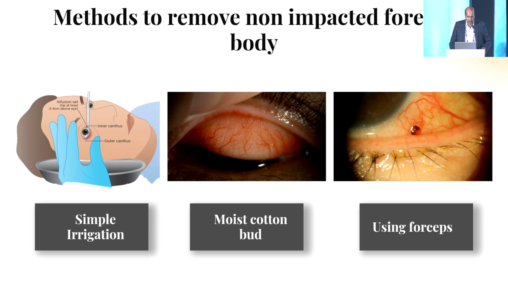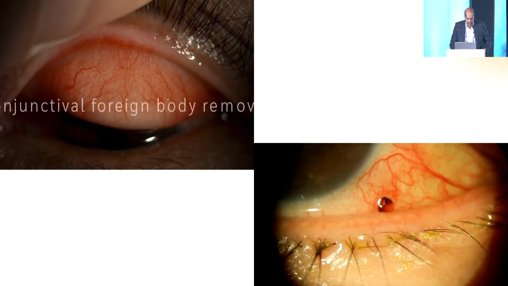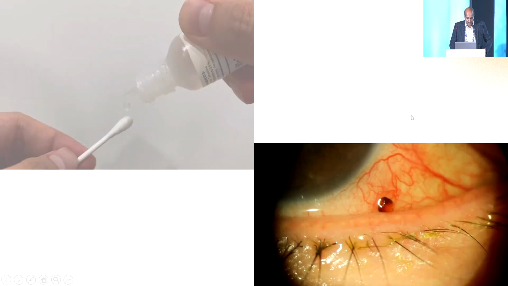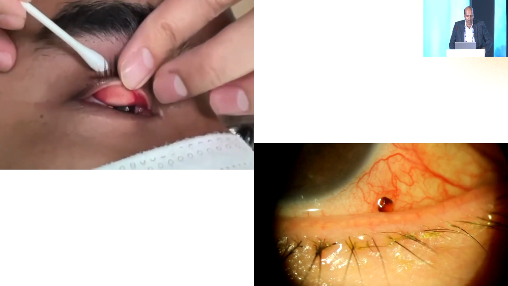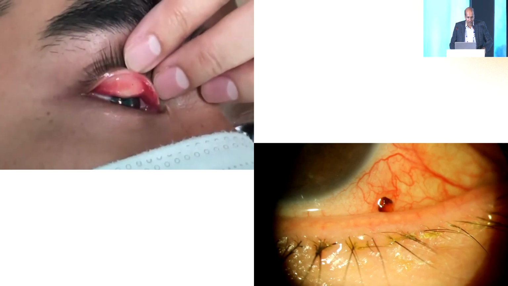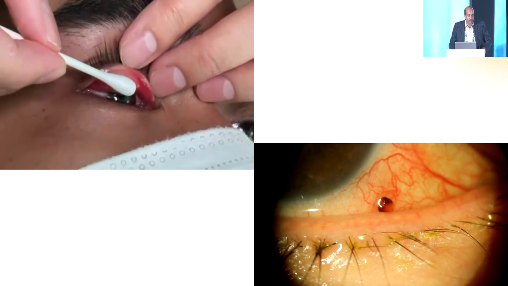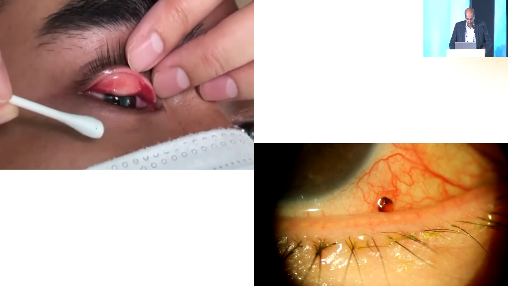And methods of removing these non-impacted foreign bodies would be a simple irrigation would help, or you can use a moist cotton bud or a forceps. So you can just dip your cotton bud in an antibiotic solution, or even a lubricant will do, and just wipe it in the upper tarsus, and your foreign body is easily removed. It's usually, most times, quite superficial.